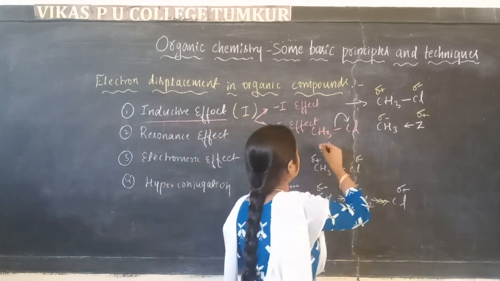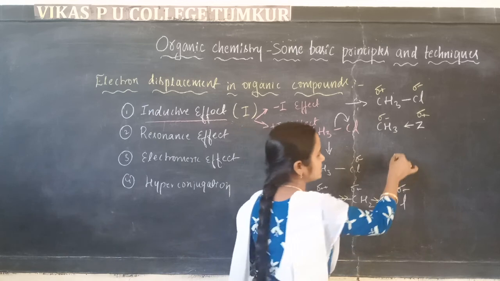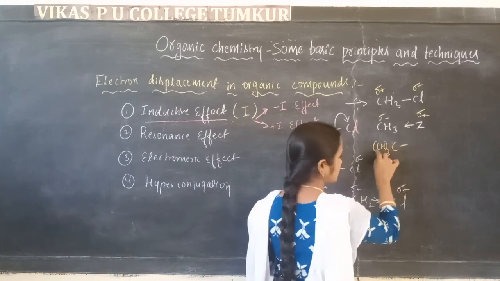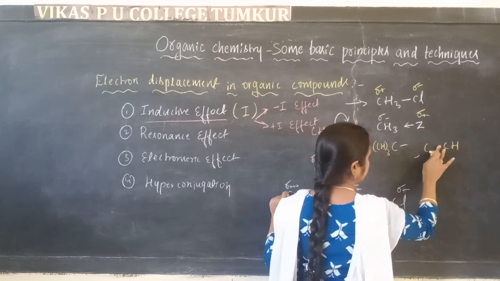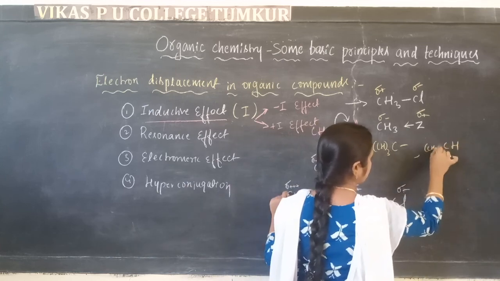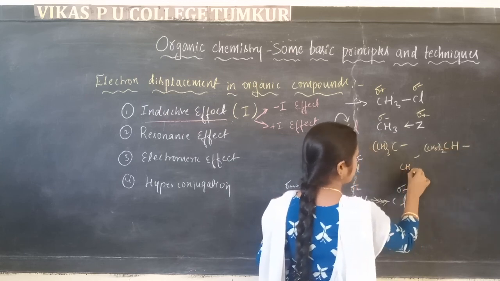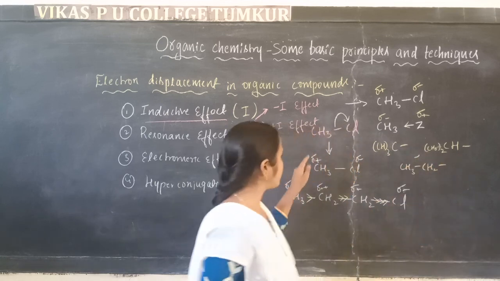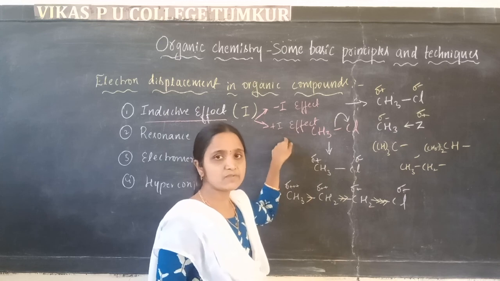Examples of groups which show the positive inductive effect are the CH3 group, the CH3 CH2 group, and the branched alkyl groups. All these groups are examples that show the positive inductive effect.